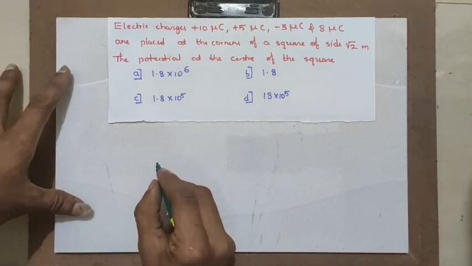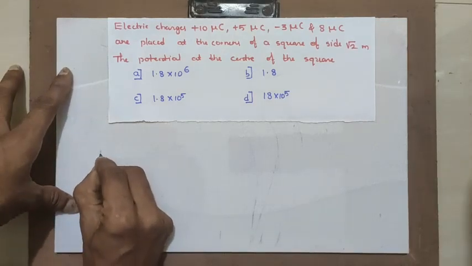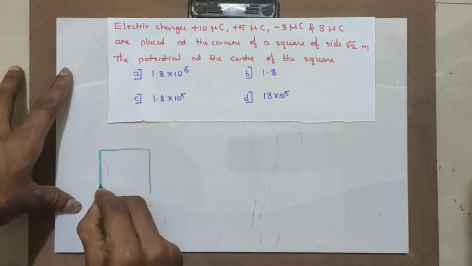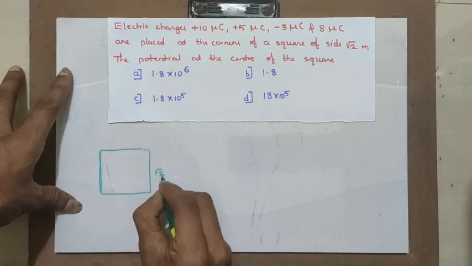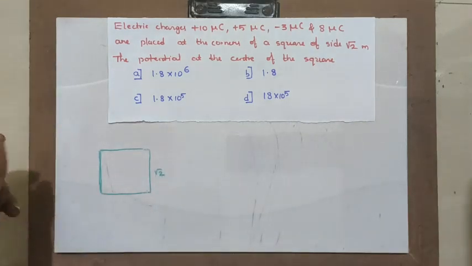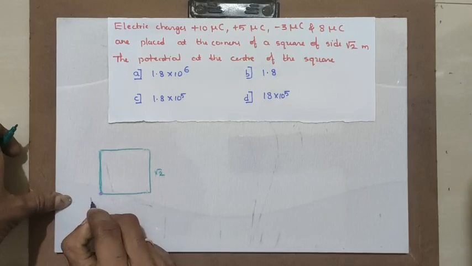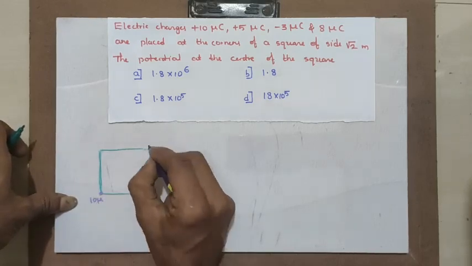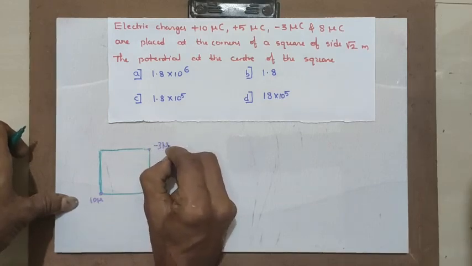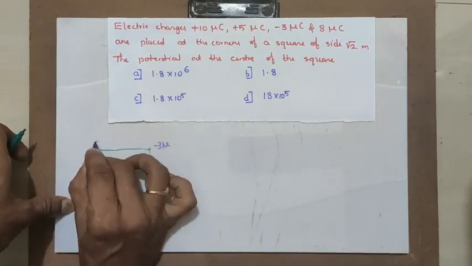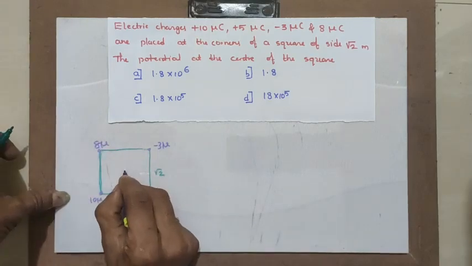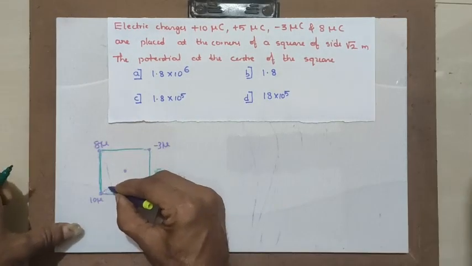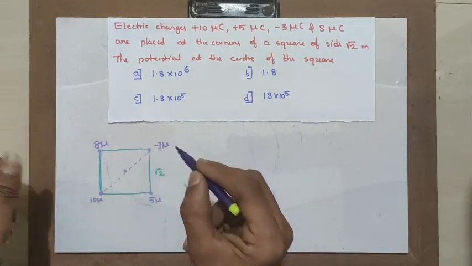Now let us see what exactly this is. There is a square of side √2 meter. At each corner, here 10 micro, here 5 micro, here minus 3 micro, here 8 micro. I have to find the potential at the center. Obviously you have to find this distance first and then half of that, isn't it?